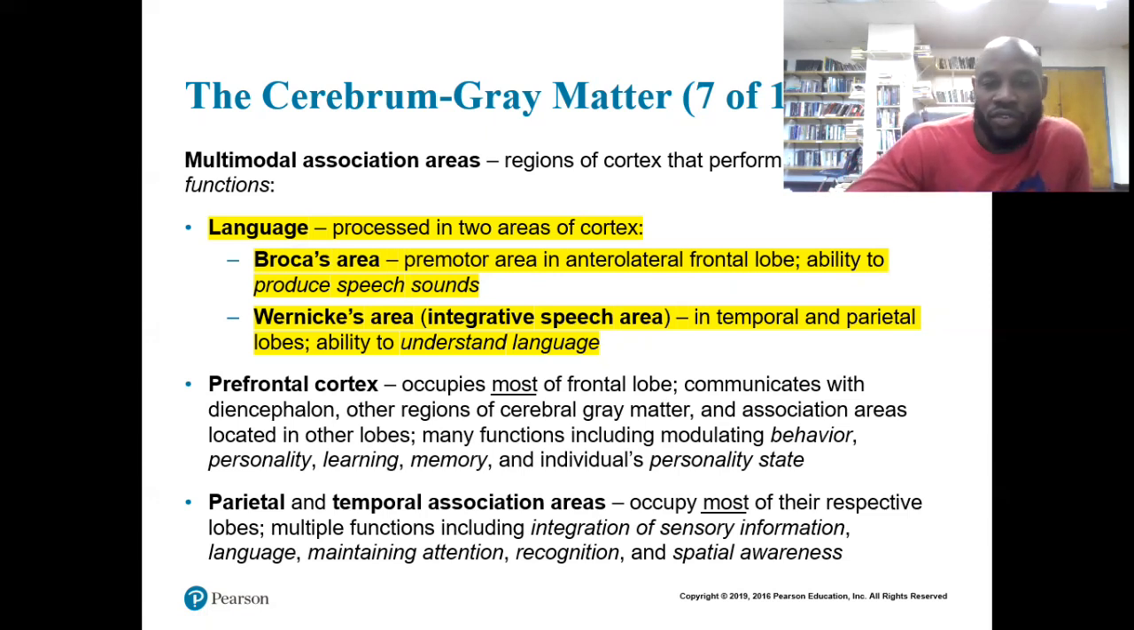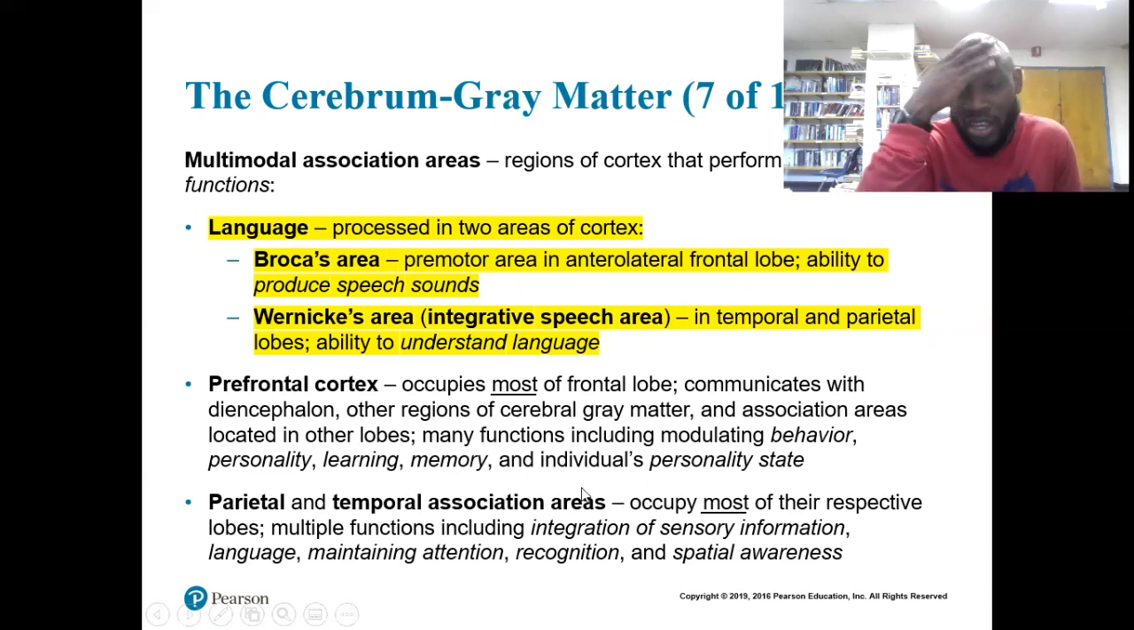Prefrontal cortex occupies most of the frontal lobe and communicates with the diencephalon. Association area is located in other lobes. Cues modulating behavior, personality, learning, memory. That's in your prefrontal cortex in the front of your brain. That's why if you have an injury to the front of your head, it can really affect your personality. You can have memory loss, things like that.